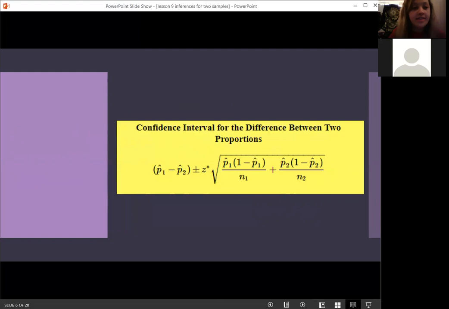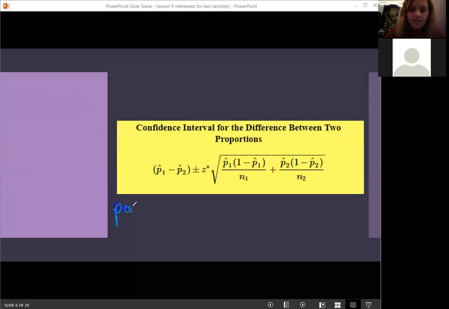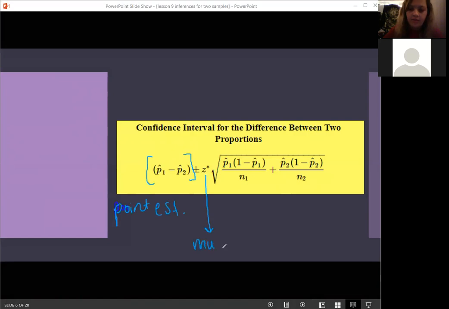And okay, so this is just a review of how we find confidence intervals, but it's specifically about confidence intervals for a difference between proportions. Here, remember, we are always going to have our point estimate. Let's do another color. So we have our point estimate, and that's going to be this part here, and then plus or minus our multiplier, times our standard error. And remember, our multiplier times our standard error is going to be our margin of error.